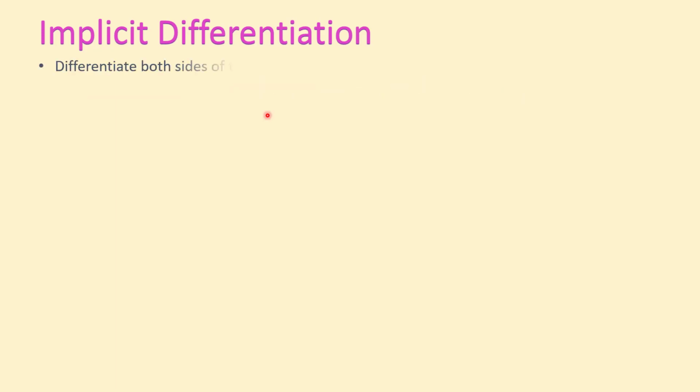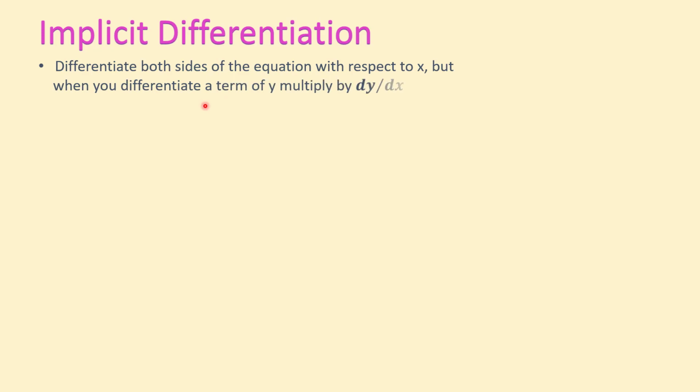The first step is to differentiate both sides of the equation with respect to x. But when you differentiate a term involving y, don't forget to multiply it by dy over dx. Take the derivative as usual, but tack on dy over dx. By completing this step, the differentiation is actually completed.